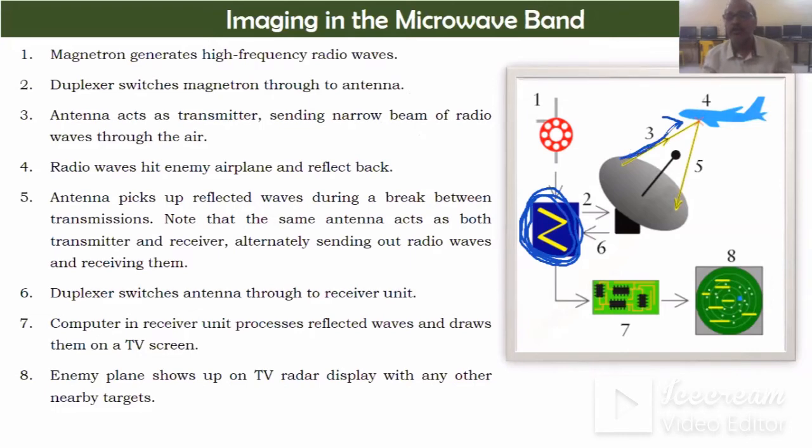So this will be sent, and when these rays collide with some object, it can return something back again, and this will be captured by the antenna again. So sending and receiving, these both works are done by the antenna. Then this received signal will be passed to the particular computer system, and this computer system generates the image and identifies the object.